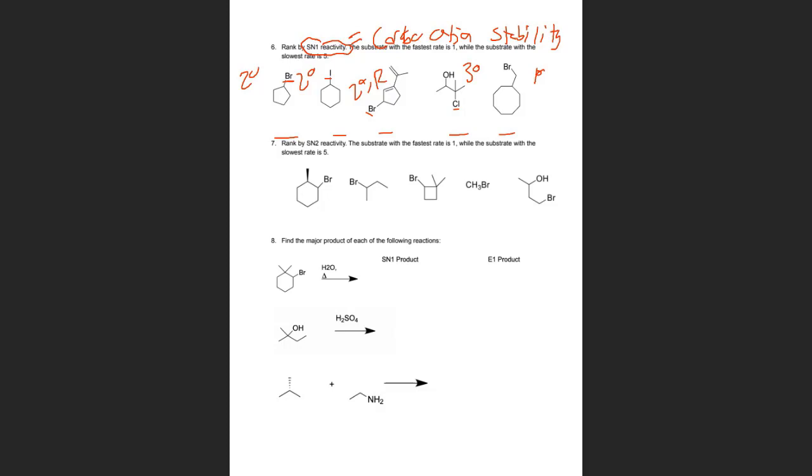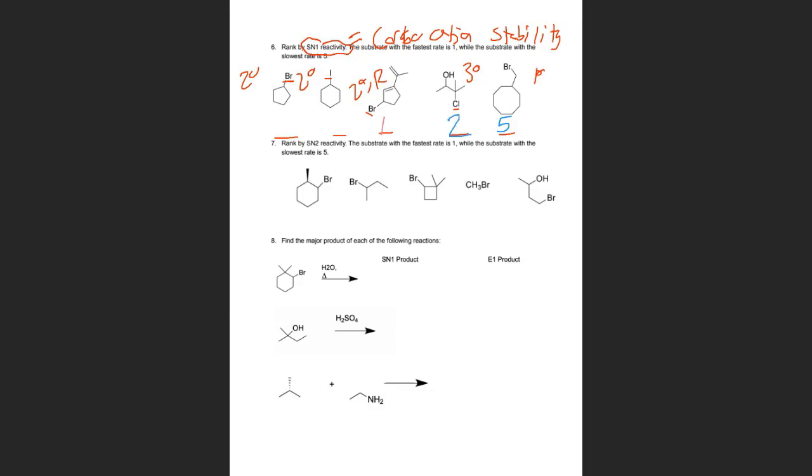So we know that the best stabilized SN1 substrate is going to be this one right here because it is secondary, but it has a resonance structure. We also know what the worst one is going to be. This primary one over here. So that's going to be 5. Now, if we keep moving down the line, the next most stable is going to be this tertiary one right here.